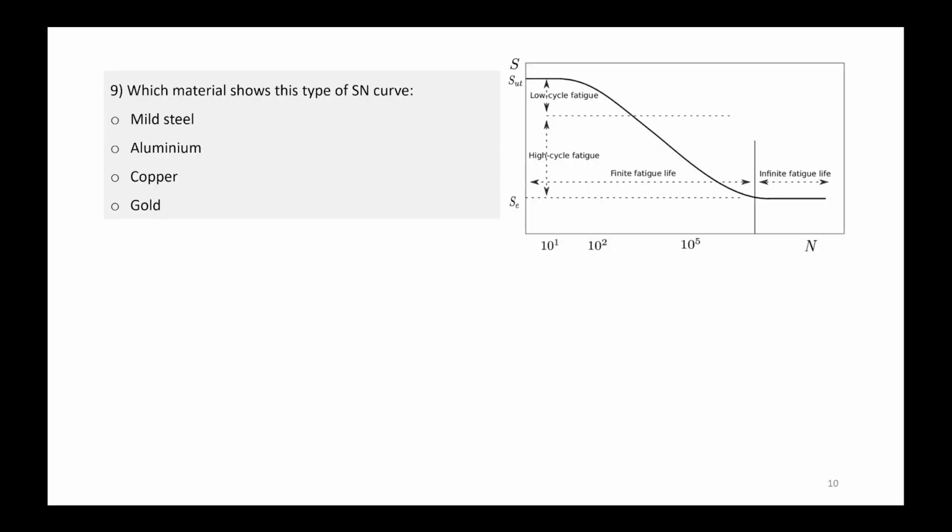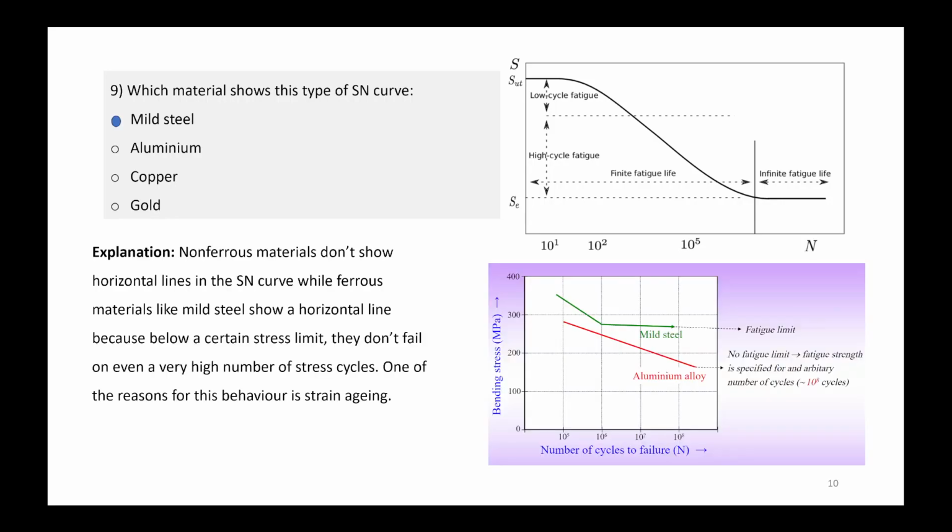Question number 9. Which material shows this type of S-N curve which is shown here? Here we can see that there is a horizontal line after a particular number of cycles. So this corresponds to which material? Your options are mild steel, aluminum, copper, or gold. Now the answer will be mild steel.